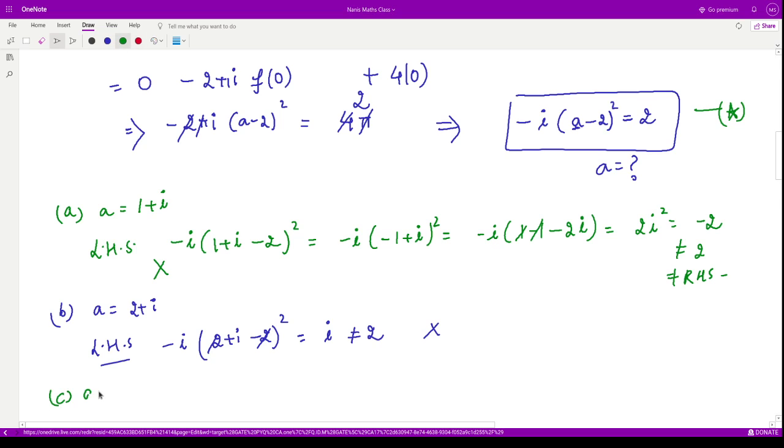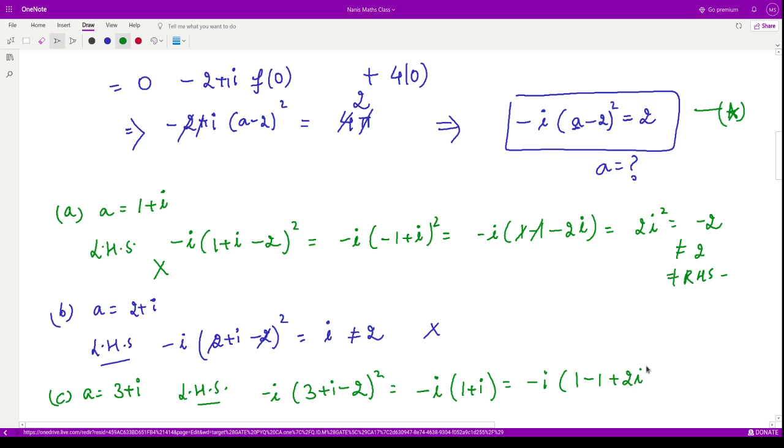Let us go for the third option. The third option is a equal to 3 plus iota. So our left hand side now becomes minus iota multiplied by the value of a, 3 plus iota, minus 2, whole square. So now this would be minus iota, and then here we would have (1 plus iota) square, and solving this we would have the square of 1 is 1, the square of iota is minus 1, and then we would have plus 2 iota, right? So this cancels with this, so we are only left with minus 2 iota square, and iota square is minus 1, so we are only left with 2.